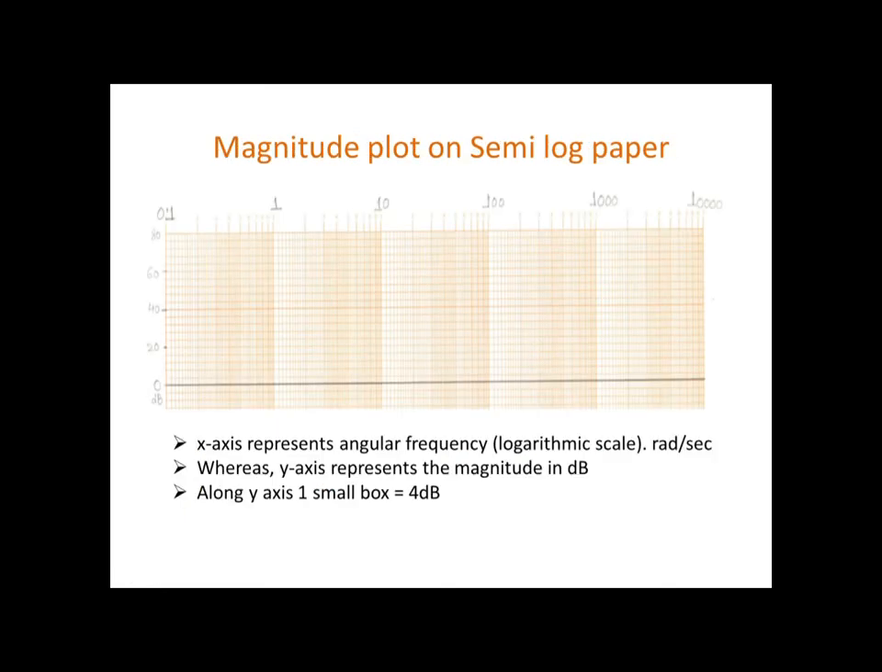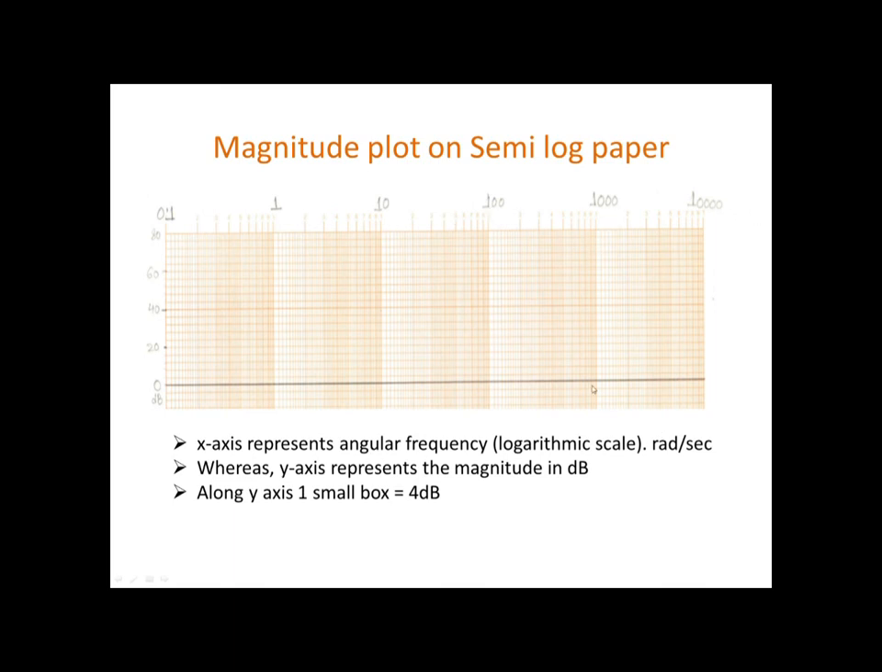So this is the semi-log graph paper of 5 cycle. So this is 0.1 and then I have multiplied it by 10, so it becomes 1, that means from 0.1 to 1 there is 1 decade, and 1 to 10 is another decade, 10 to 100 is another decade, 100 to 1000 is another decade, and so on.